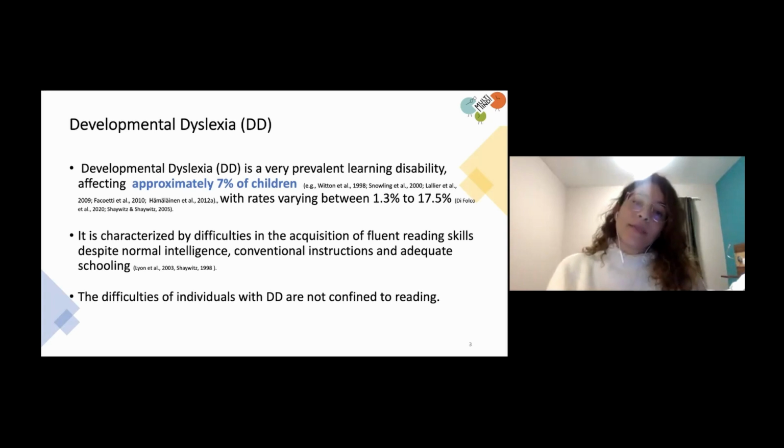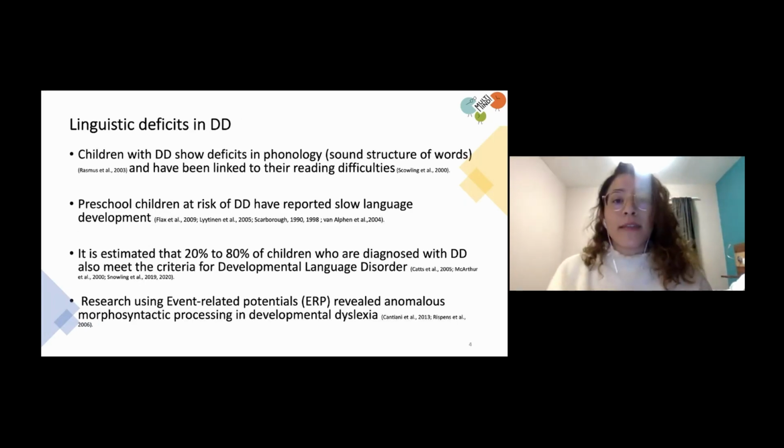Although reading seems to be the core area of deficit in individuals with dyslexia, it's not the only area that is affected in these children. Research has shown that children with dyslexia may show difficulties in the domain of language. Actually, one of the most reliable markers of developmental dyslexia is their difficulties with phonology. So phonology refers to the sound system of the language, or the sound structure of words.